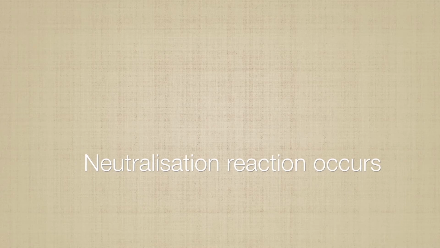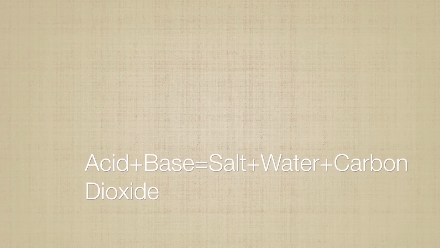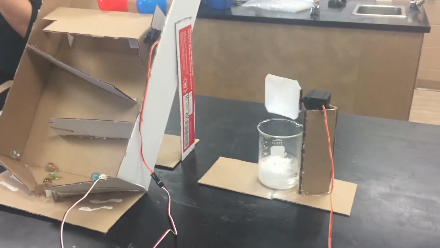The weighboat contains baking soda, which is basic, and the solution in the beaker is vinegar, which is acidic. When the base is dropped into the acid, a neutralization reaction occurs, producing a neutral solution of water and salt, and carbon dioxide. The gas forming can be seen as the solution quickly foams.